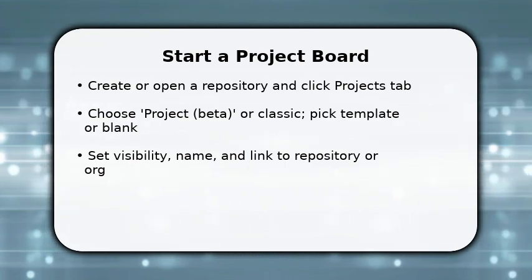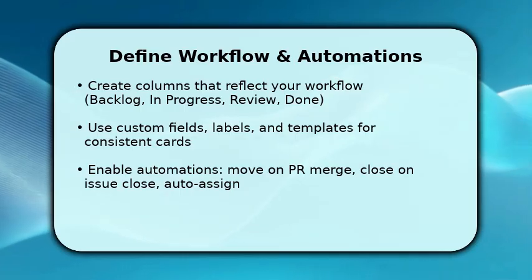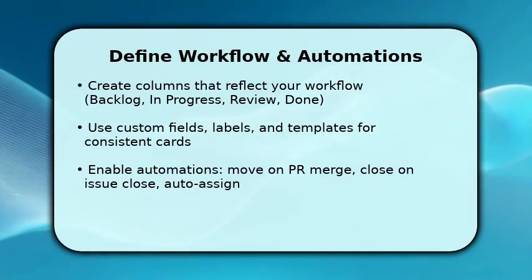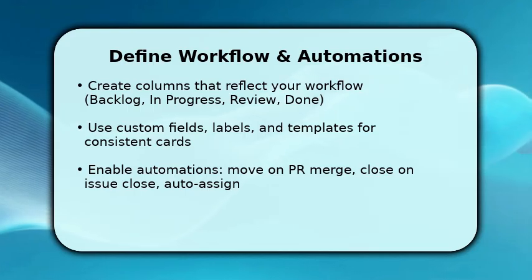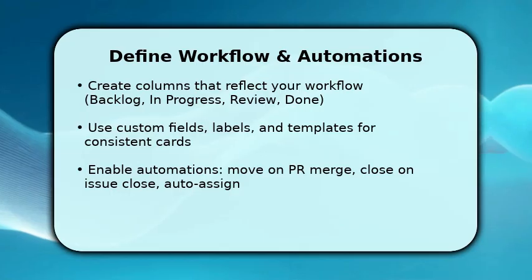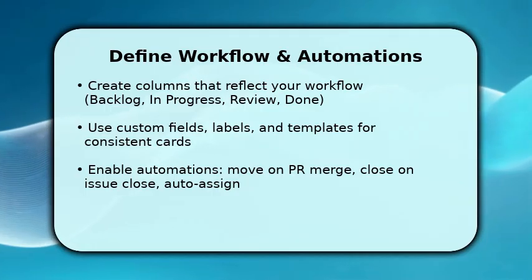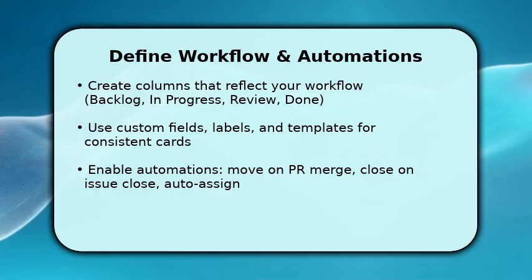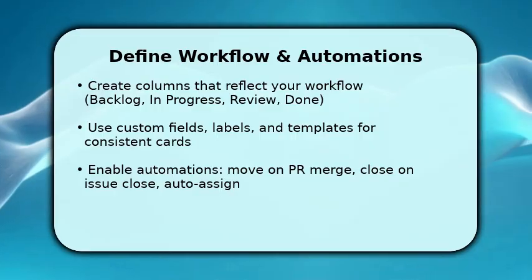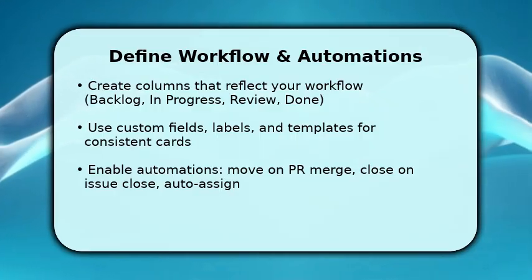Now you structure how work flows through the board. Create columns that match your process and add custom fields for priority or effort. Once done, apply labels and card templates so every new item has required context. This reduces back and forth. Make sure to set automations. Move cards when a PR opens, transition to review on push, or close when an issue resolves, so the board updates without manual effort. These middle steps keep the team aligned and reduce overhead.